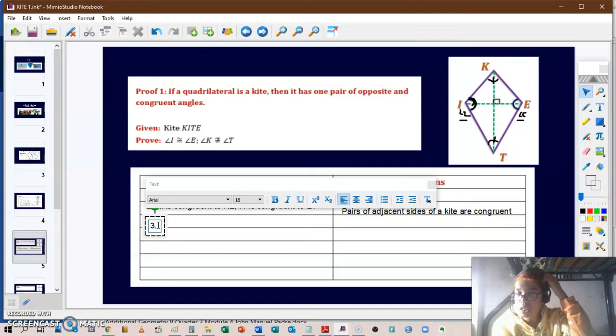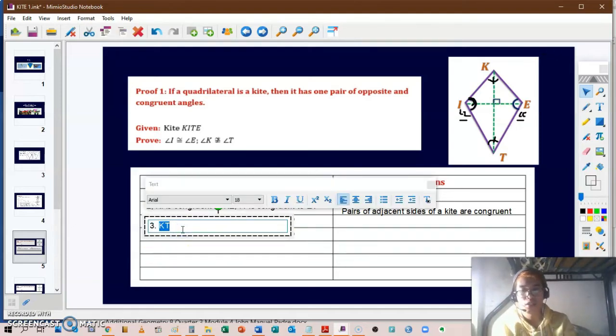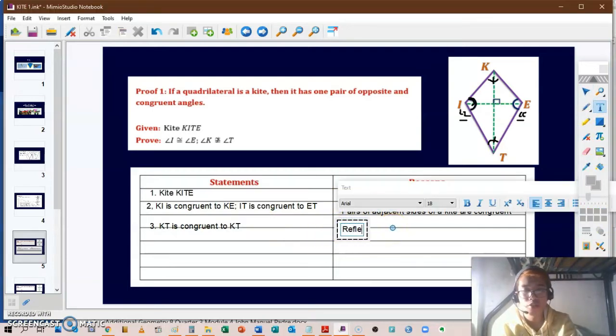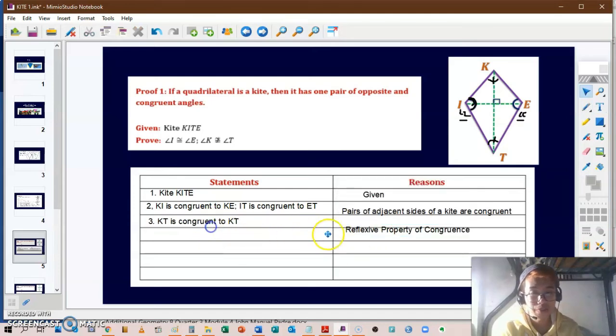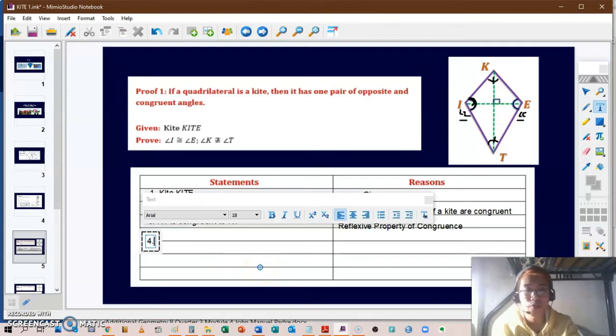So we can say here that KT, I'm sorry, let's write that neatly. So we have here KT is congruent to KT. The reason for that is simply the reflexive property of congruence, or KT is congruent to itself. Okay, so let's write number 4. What can be our fourth statement here?